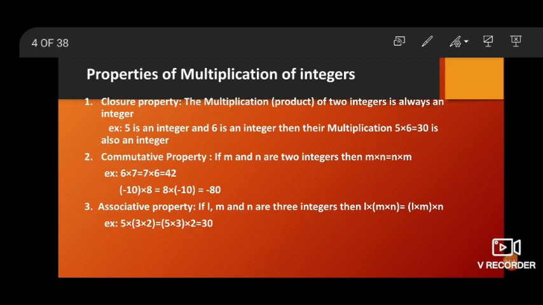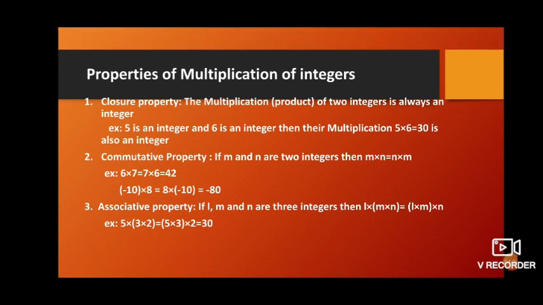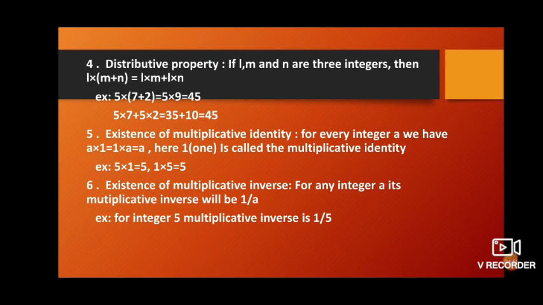How do we define it? If L, M, N are three integers, then (L into M) into N is equal to L into (M into N). For example, 5 into 3 into 2: 3 2s are 6, 6 5s are 30. Or 5 into 3 into 2: 5 3s are 15, 15 2s are 30. Whatever the way, we get 30 only as the answer. It is true for all cases, children, whatever integers you take. Next, distributive property.